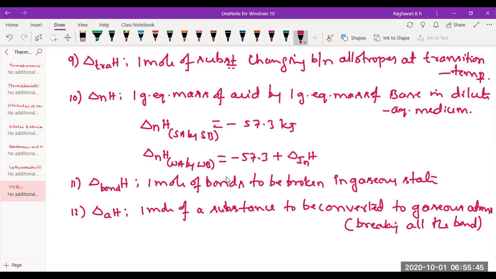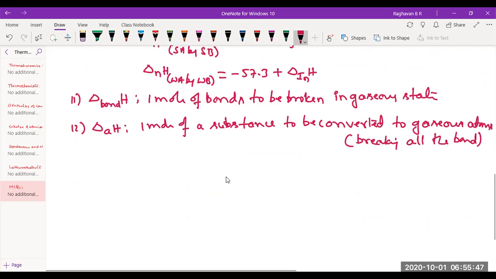Sometimes bond enthalpy would be same as atomization enthalpy. For example, in case of Cl2, there is only one bond between two Cl atoms. So breaking 1 mole of bond is equal to 2 Cl gas. That is nothing but atomization enthalpy.